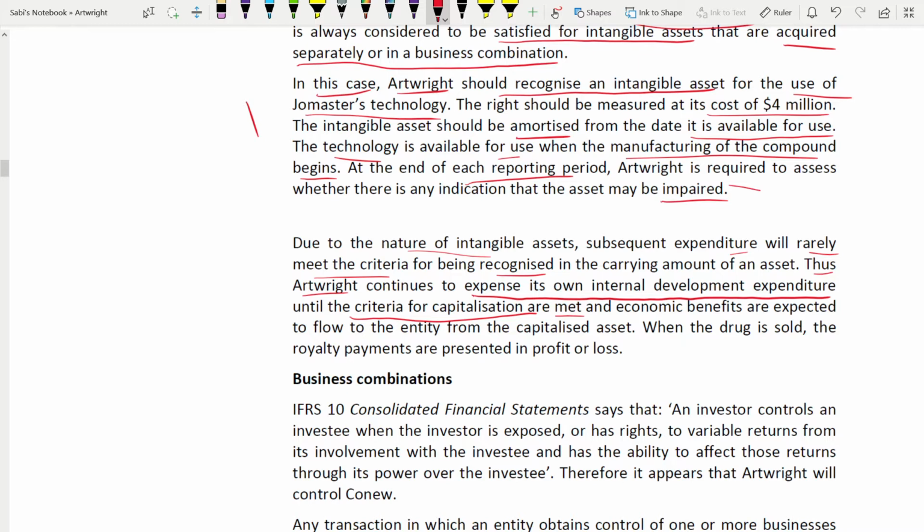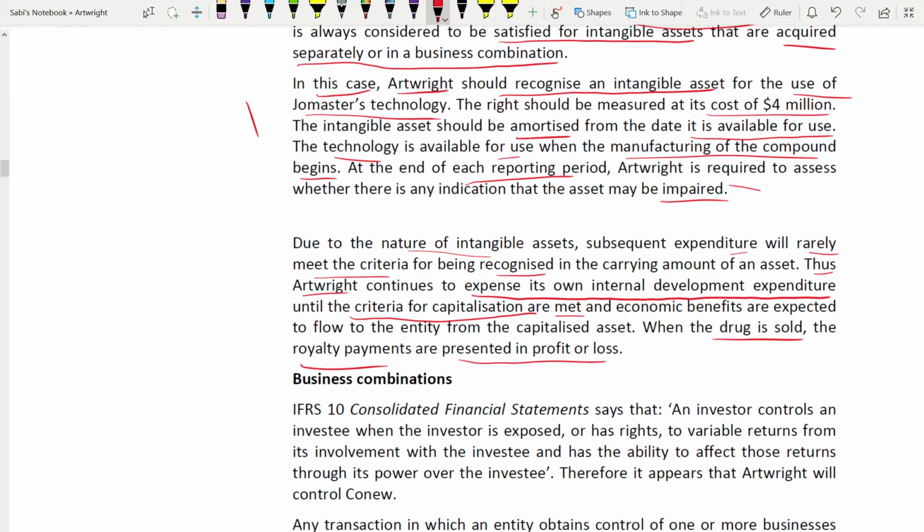And economic benefits expected from capital. Okay, when the drug is sold, they have mentioned a royalty payment. What about that royalty payment? Each and everything you have to write in your answer if they are mentioned in the case study. When drug is sold, royalty payments are presented in profit and loss. Expense, no? How can you capitalize royalty payment and say that is an intangible asset? It's an expense, so it goes in profit and loss.